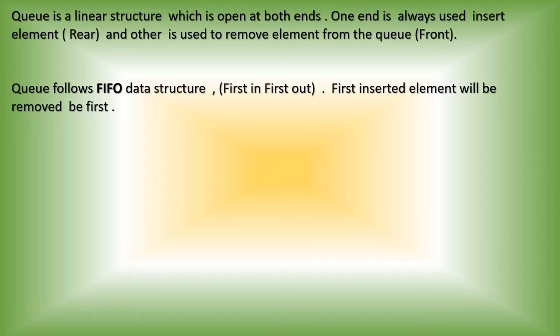Today we can see about queue. It's a linear structure which follows FIFO. FIFO means first in, first out. The element which is inserted first will be removed first from the queue. It has two ends. One end is known as the rear end and the other end is known as the front end. Through the rear end you insert the element and from the front end you remove the element from the queue.